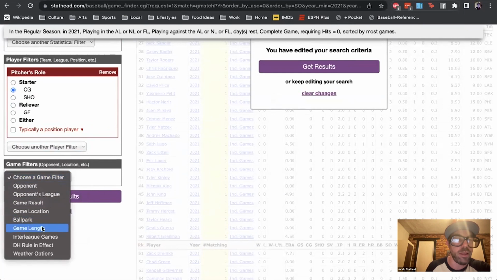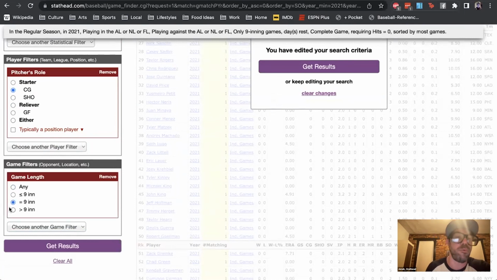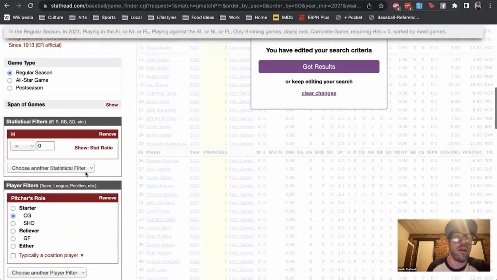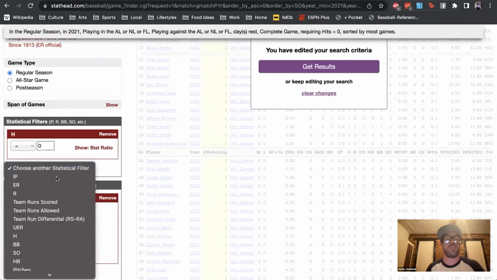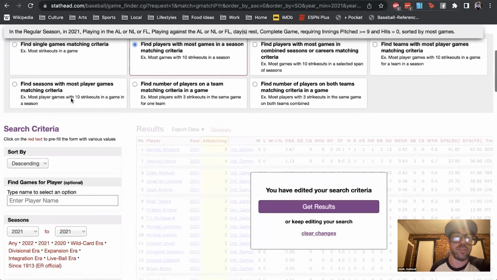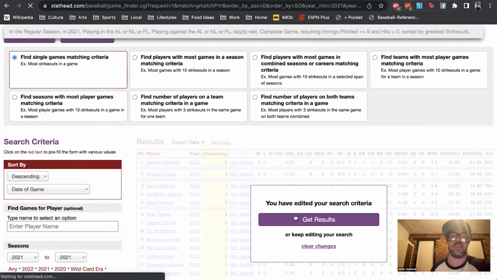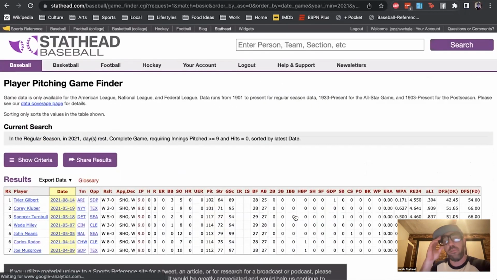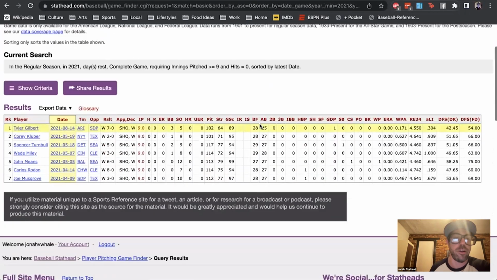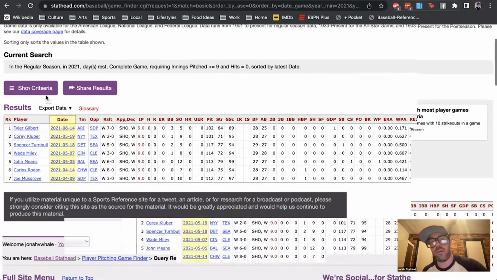If we want 9-inning no hitters, we have a couple ways to do that. We can go down to game length here and set it to equal to 9 innings or greater than 9 innings. Or we can go up here to innings pitched, to get someone who threw at least 9 innings. And then I'll just pull up the list. We could do which team had the most, which player, et cetera. Oh, so this is just 2021. I could go further back, but that's how you get no hitters.